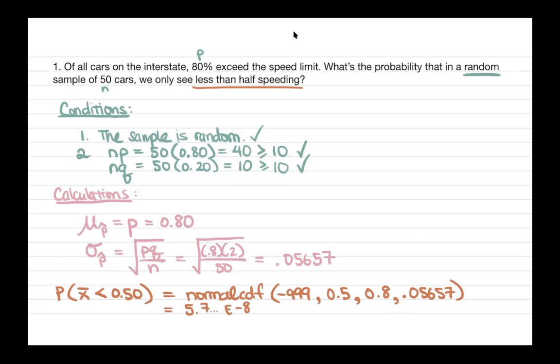Don't write it like this though, guys. Make sure you rewrite that either in scientific notation or decimal form. So 5.7 times 10 to the negative 8. Or if you really want to, you could do 0.000000057. 1, 2, 3, 4, 5, 6, 7. All right, I think I got the right number of zeros. Okay, so one of those two answers. All right, and that is how it's done.